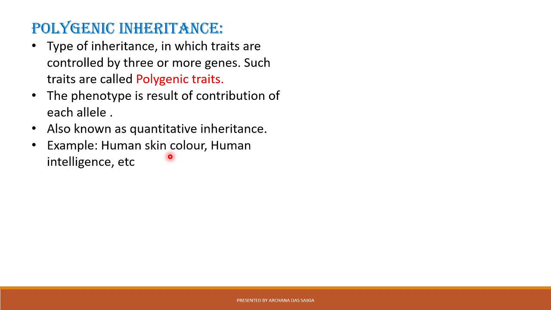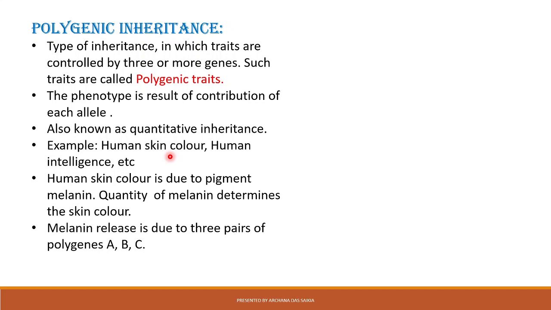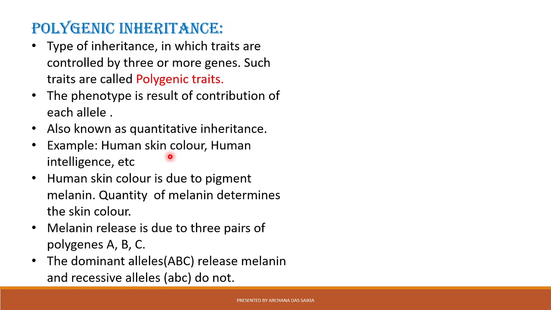Those genes have been named A, B, and C. Now, skin color is due to the release of a pigment called melanin. The release of melanin depends upon those three genes, so the quantity of melanin determines the skin color. Melanin release is due to the three pairs of polygenes A, B, and C. The dominant alleles, capital A, B, C, release melanin, whereas the recessive forms do not release any melanin.